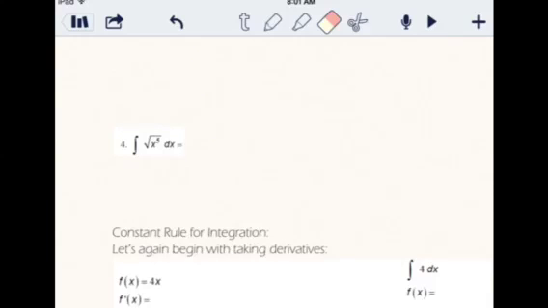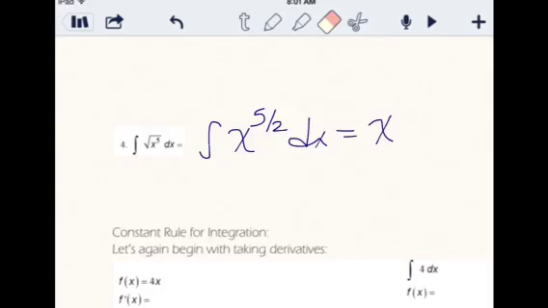Moving on to the next example. Find the antiderivative of the square root of x to the 5th. So this is the antiderivative of x to the 5/2. So think about that. I had to rewrite the root. It's a square root, so outside that little root is a 2, and it's x to the 5th power, so it's the inside 5 over the outside 2.